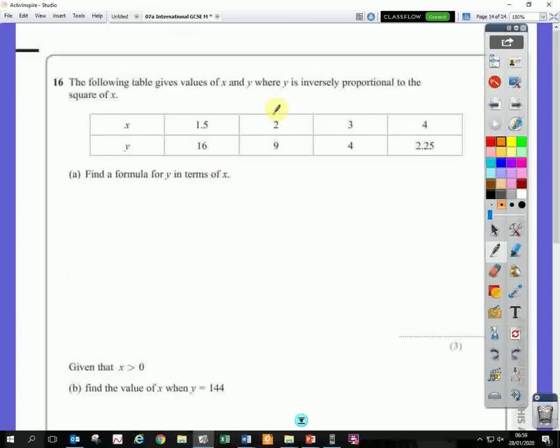Okay, so y is inversely proportional to the square of x. You start off like this. y equals k over x squared. Inversely is k over. Square of x means x squared. The second stage to this is to work out k. You can use any values in the table to work out k. I'm just going to choose a random one there, so just choose that one.